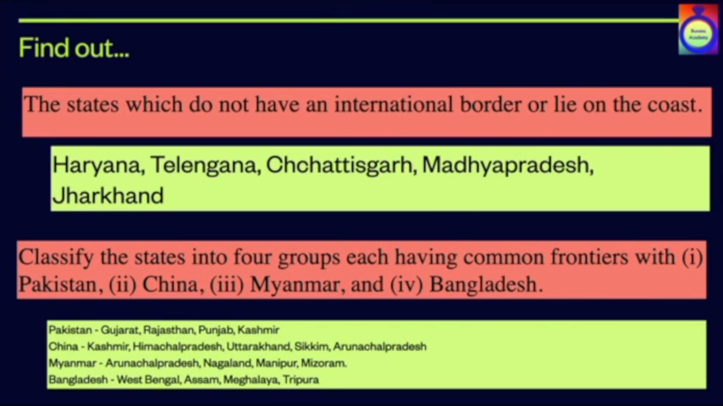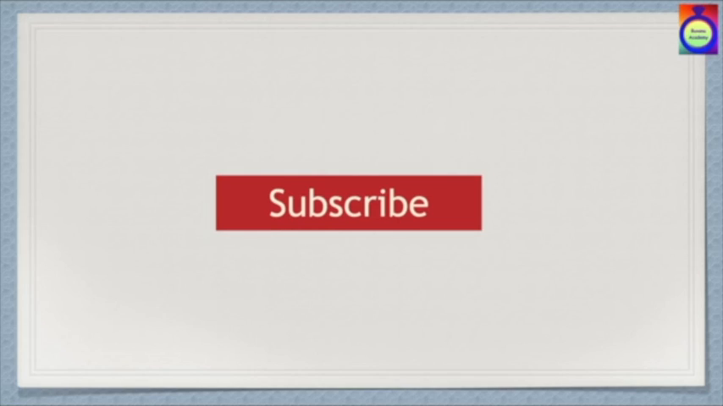Classify the states into four groups, each having common frontiers: Pakistan, China, Myanmar, and Bangladesh. First, Pakistan. Gujarat, Rajasthan, Punjab, Kashmir, all the four states share borders with Pakistan. As far as China is concerned, Kashmir, Himachal Pradesh, Uttarakhand, Sikkim, and Arunachal Pradesh share borders with China. In Myanmar, four states share border with Myanmar: Arunachal Pradesh, Nagaland, Manipur, Mizoram. With Bangladesh, West Bengal, Assam, Meghalaya, and Tripura share borders.